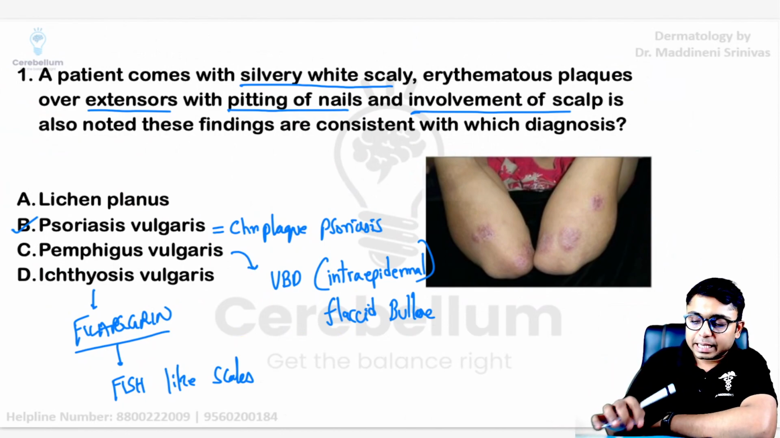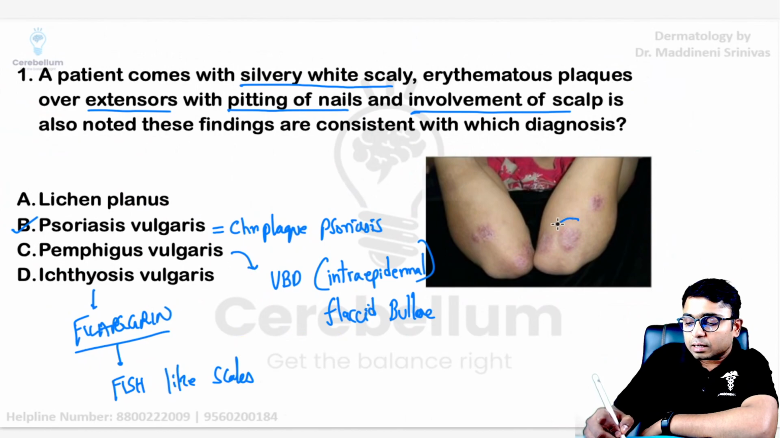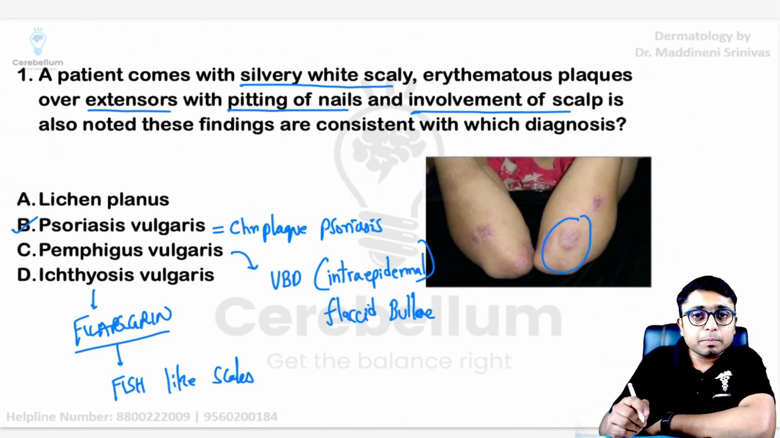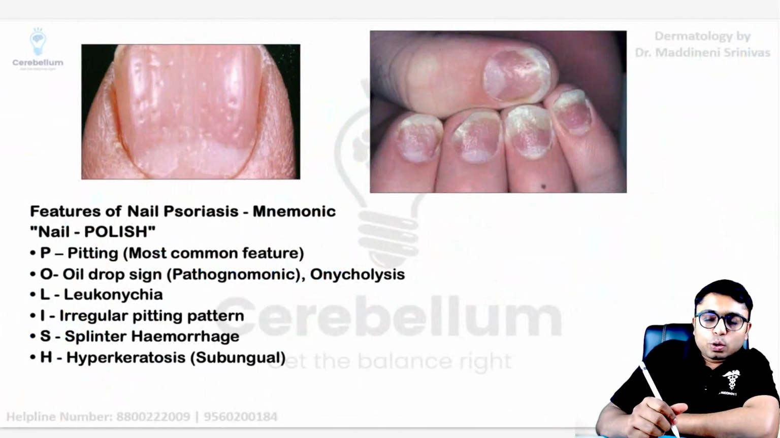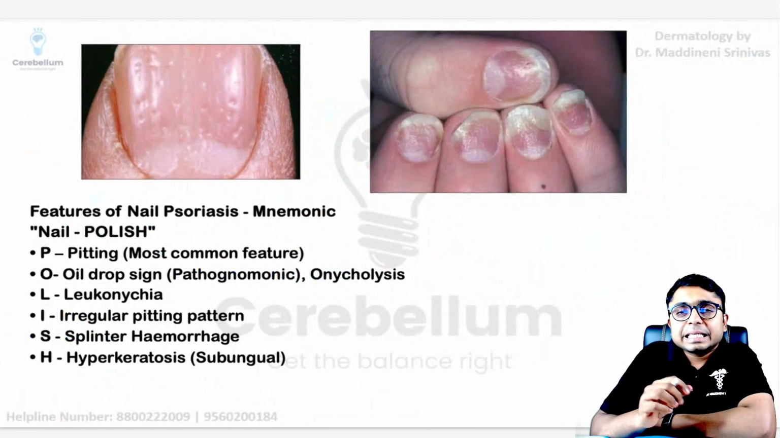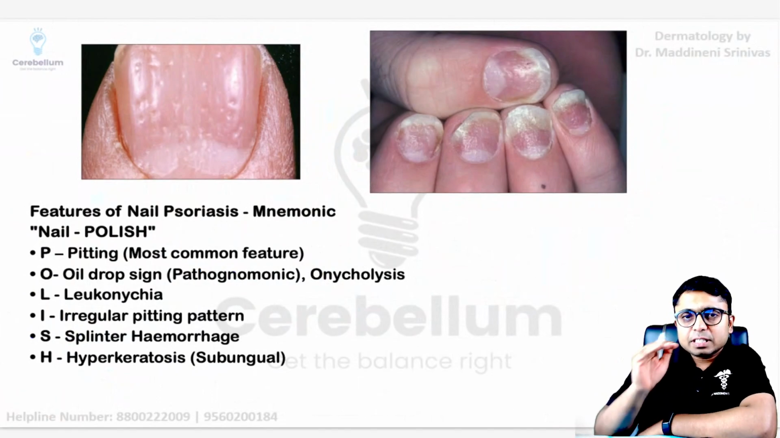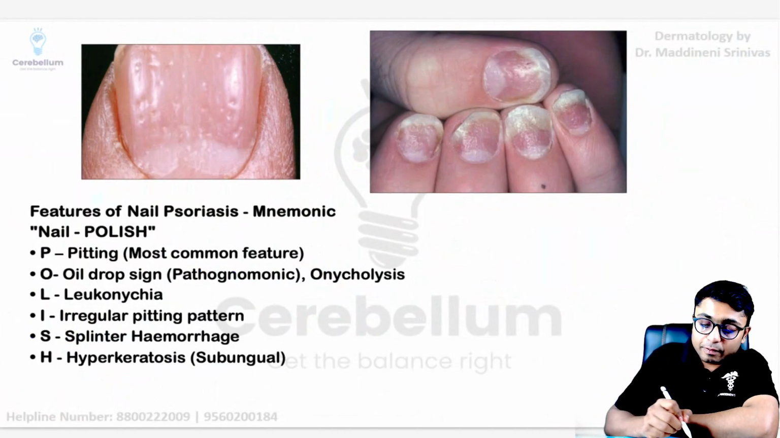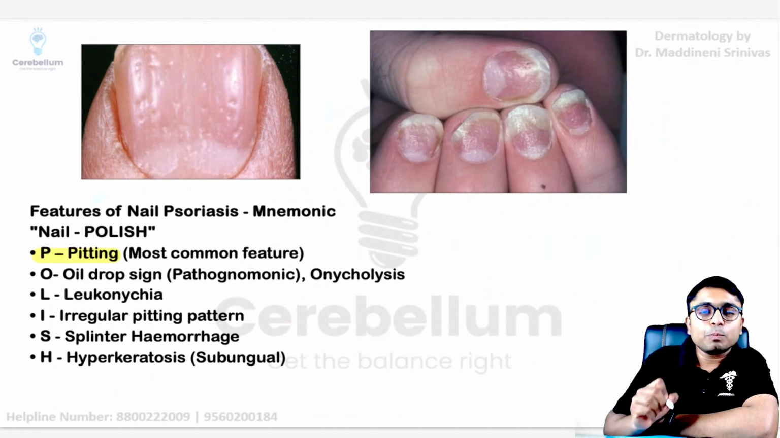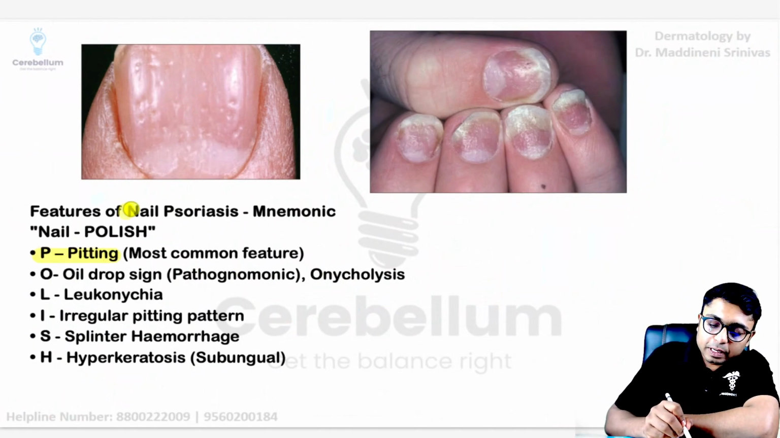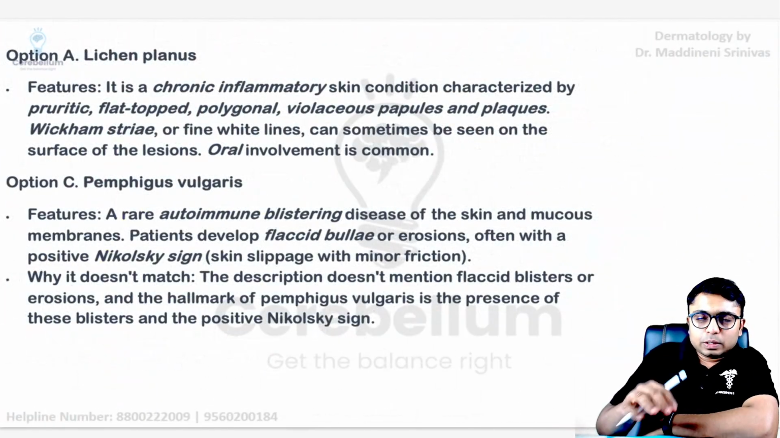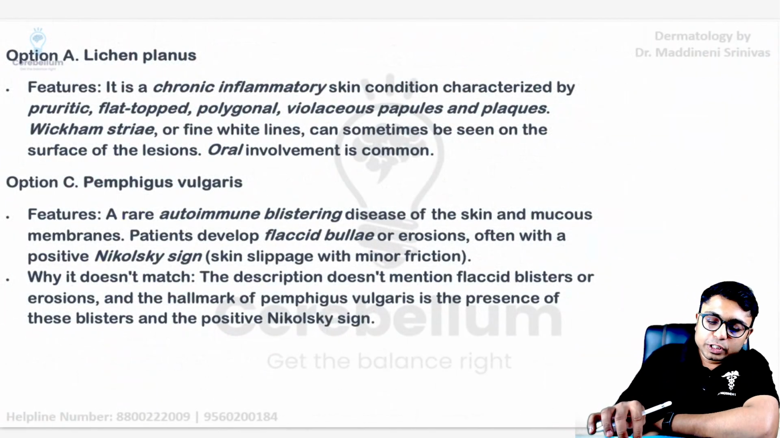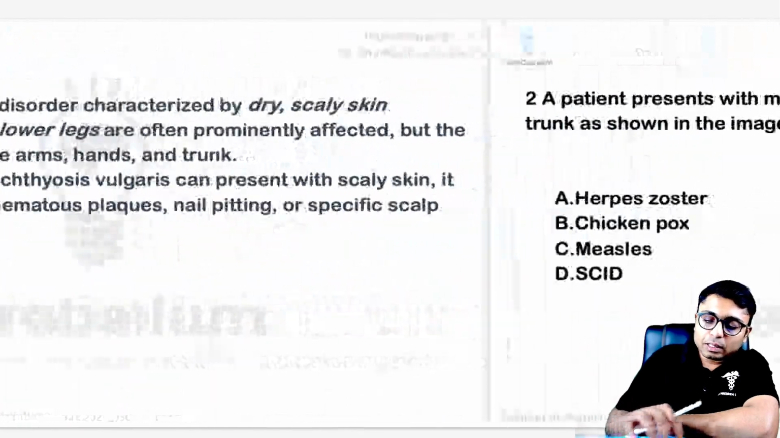so I'm not discussing it here. In the image you can see that there are erythematous blocks which are surmounted by silvery white scales over the extensor aspect. In this image you can see that the nail plate has some depression. These are called, very important, nail pitting, which is the most common feature of nail psoriasis. So these are the points with the help of which you can differentiate all these conditions.